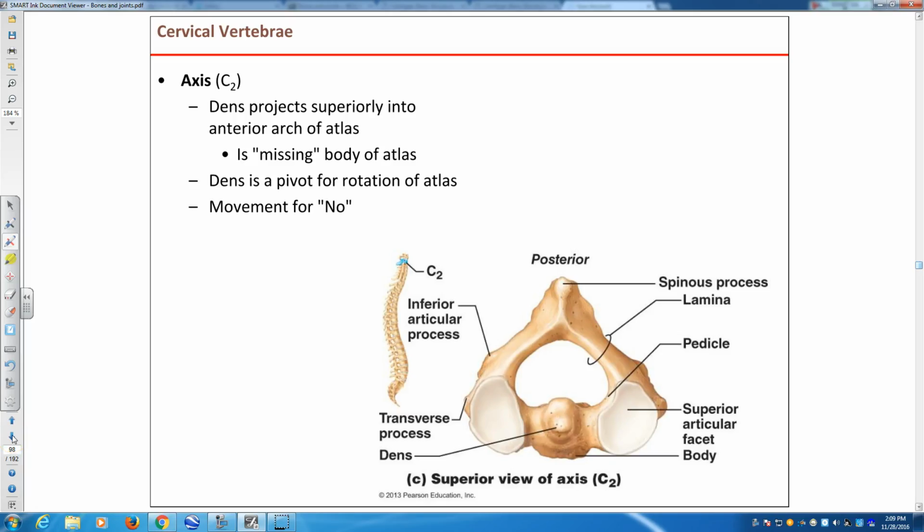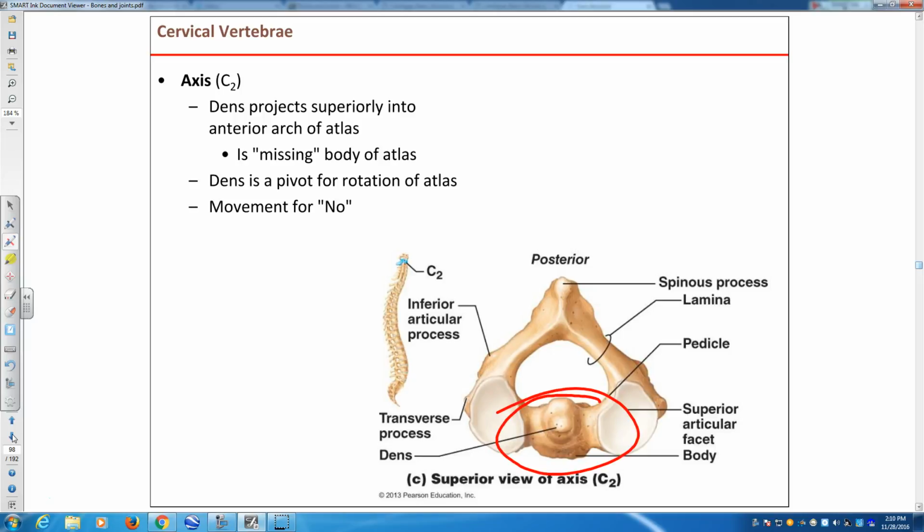The first cervical vertebra is called Atlas. Do you know who Atlas was in Greek mythology? He was holding the sky, right? He's always pictured carrying the globe. So that's Atlas. It supports the skull. The second one is Axis.